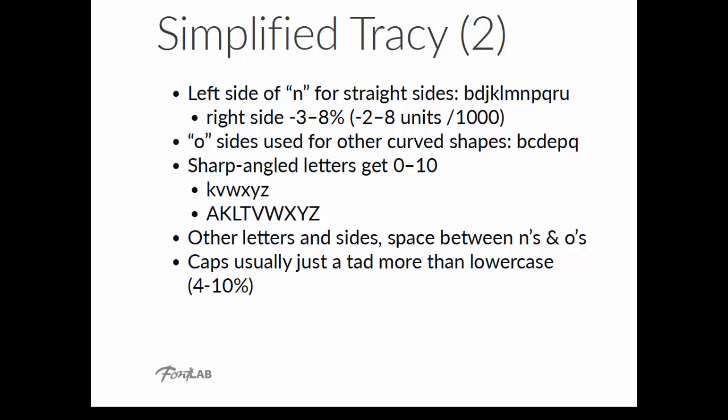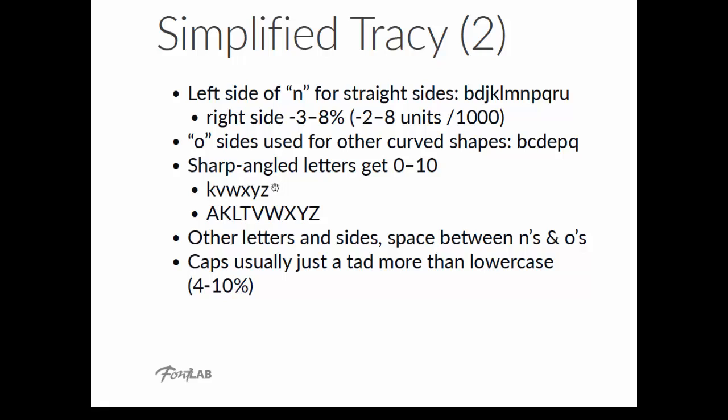The N straight side gets used for a whole bunch of other letters. The O sides can also be used for other curved shapes. In some typefaces, some of these might be slightly less round than the O, like B, D, P, Q. The round parts might be a little less round than the O, and so they might get a smidge more space.